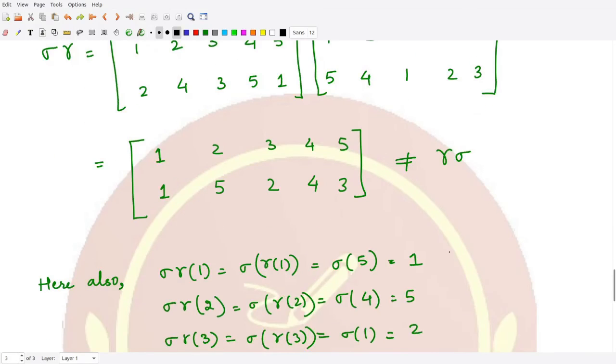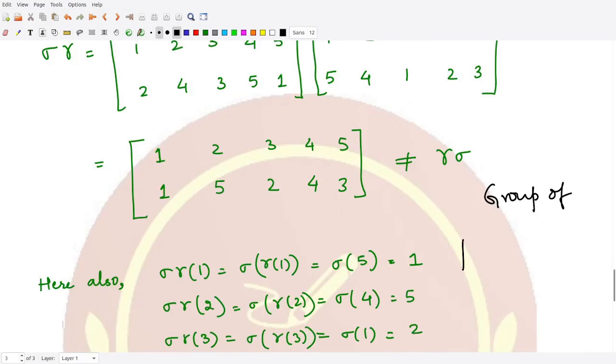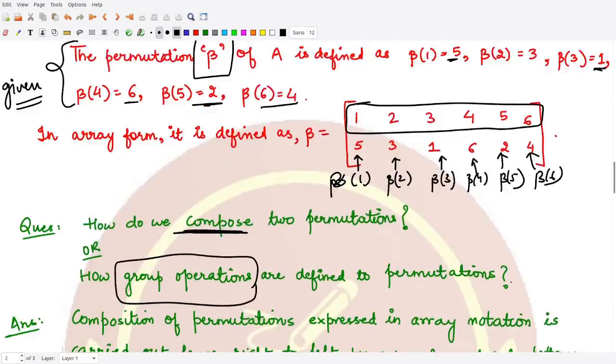So we can say this group of permutations is non-abelian. The group of permutations is non-abelian in nature. I hope you understood the introduction to this permutation group.